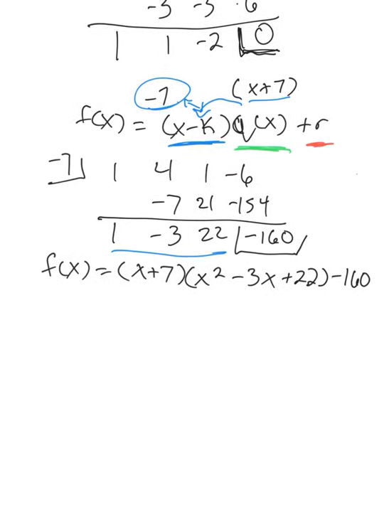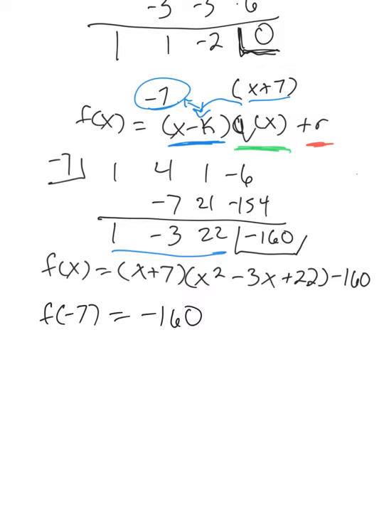But let's go on to the idea now of our remainder theorem, right? The remainder theorem basically says that whatever the remainder is, it would be the same as if we had put that actual number into our f of x. So if we put in f of negative 7, it should equal negative 160. That's what that means. So let's check that.